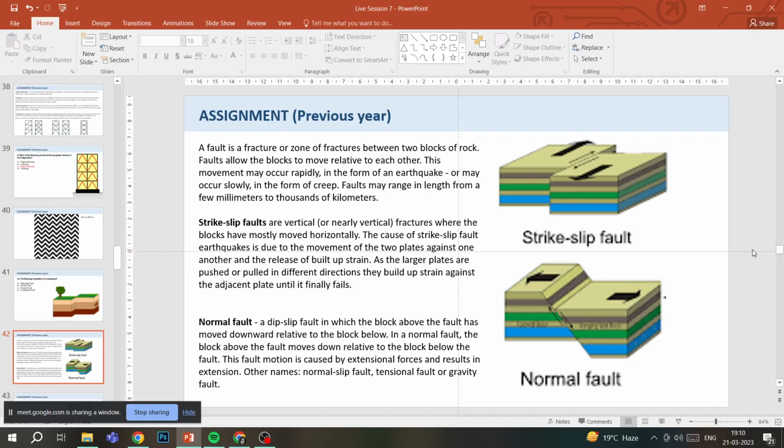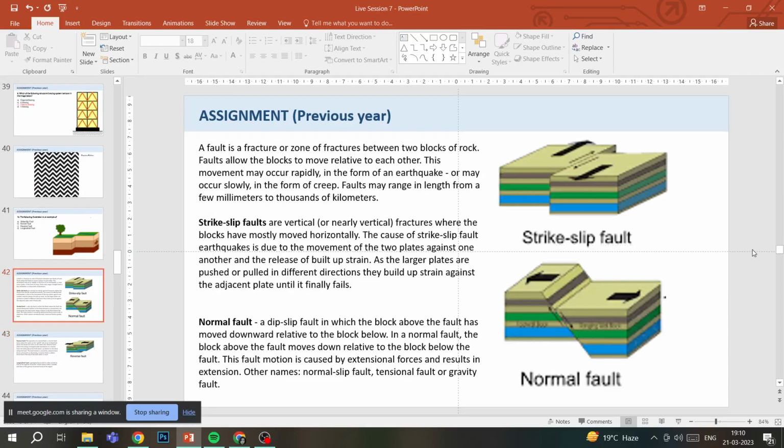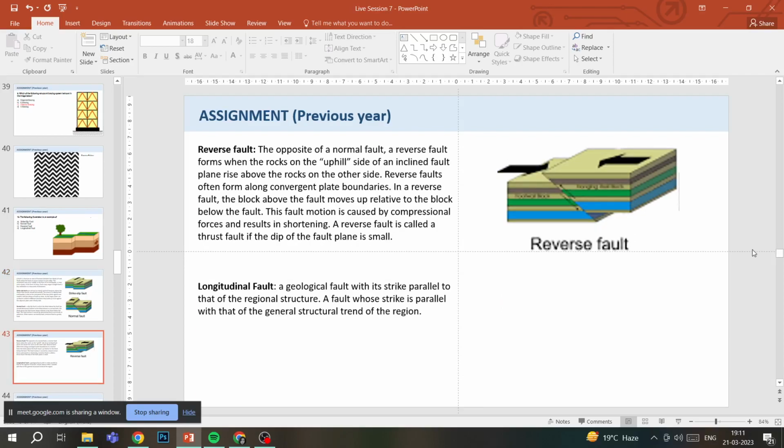And yeah, so in this what happens is that the block above the fault moves downward and the block below the fault moves upward. So it's like this kind of direction that is happening, up and down, and they're moving away from it. Now, reverse fault.